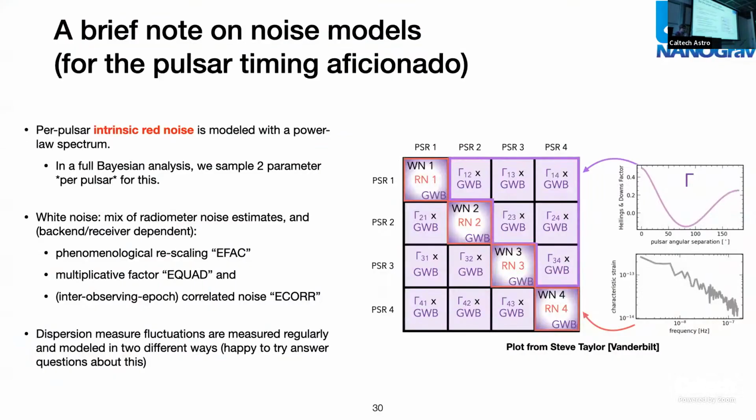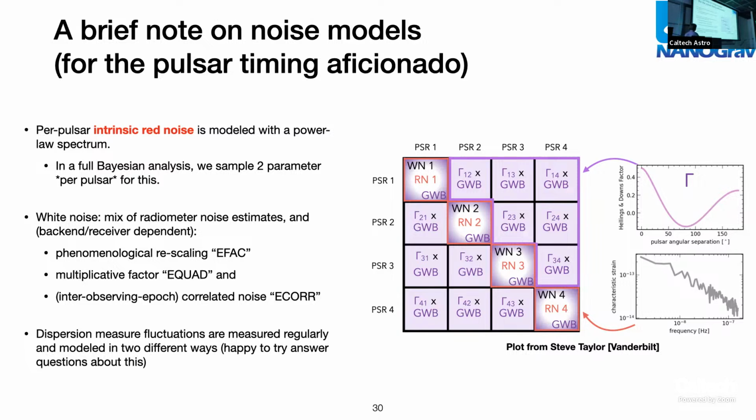So before I move on to the actual results, I want to have a very brief note on noise models. As I said, the per pulsar intrinsic red noise is modeled with the power law spectrum. So in a fully Bayesian analysis, that adds two parameters, the amplitude and the spectral index of that power spectrum, for every pulsar that we have. And then on top of that, you have the amplitude and the spectral index for the gravitational wave background that you're searching for. So we're doing a Bayesian analysis with 67 times 2 plus 2 parameters. So it's a very large space that we have to explore using Markov chain Monte Carlo.